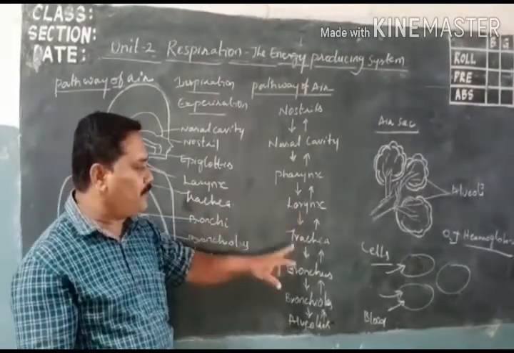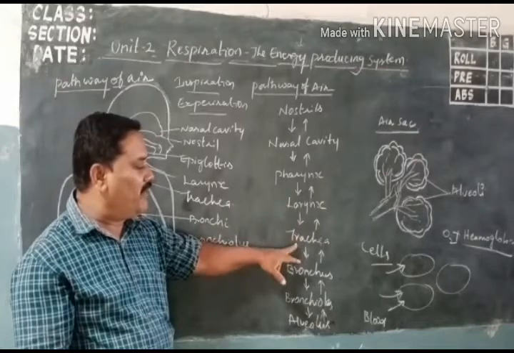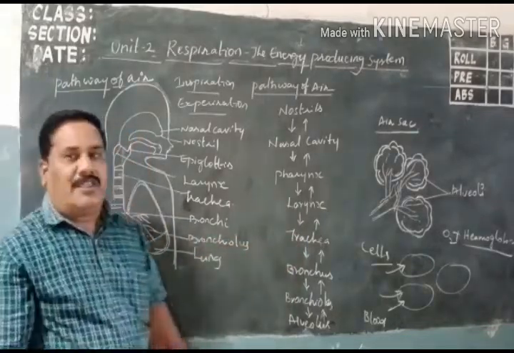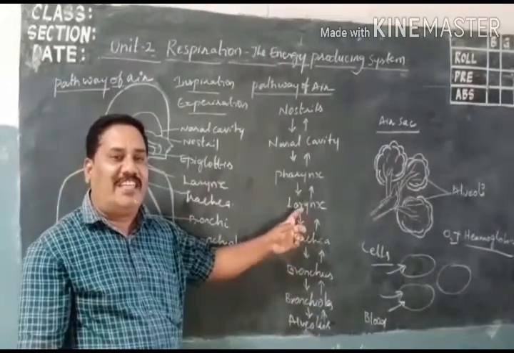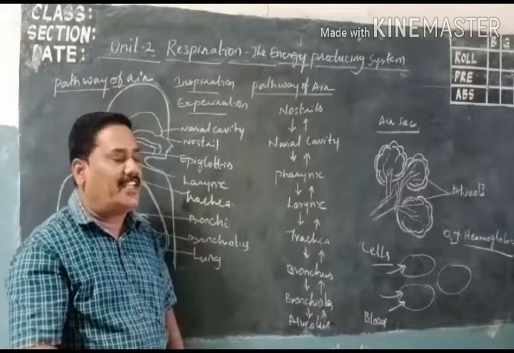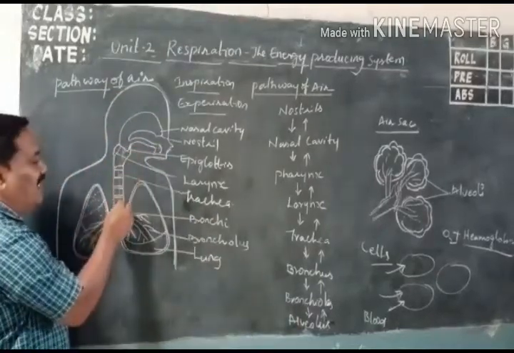Now, the larynx opens into the trachea. Here, this is the tracheal tube, a C-shaped cartilaginous tracheal tube. The air vibrates into the trachea. The air goes into the trachea.